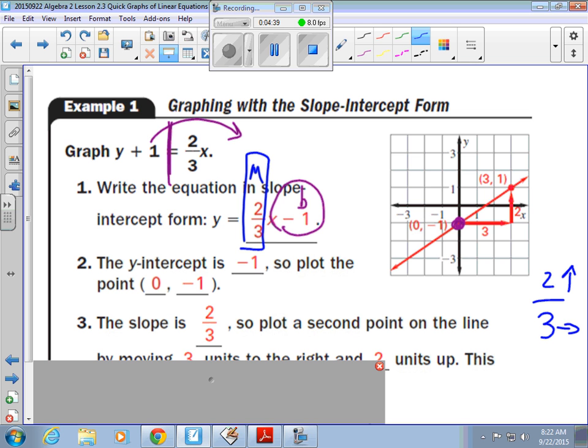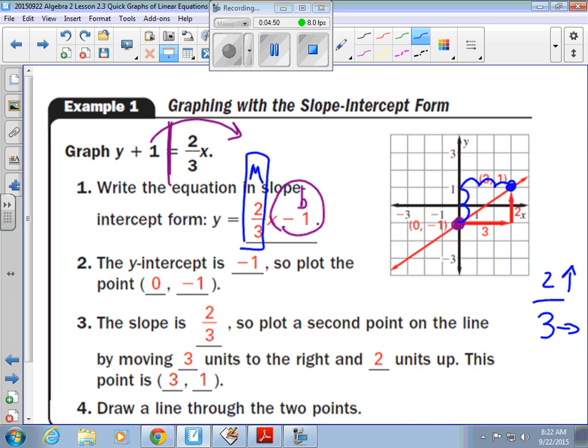So from this point, we're going to go up 2, 1, 2, and to the right 3, 1, 2, 3. There is our second point. That's where it comes from. Then the last step, once you have 2 points, draw your line through your 2 points, and your graph should look like what we have up there already.